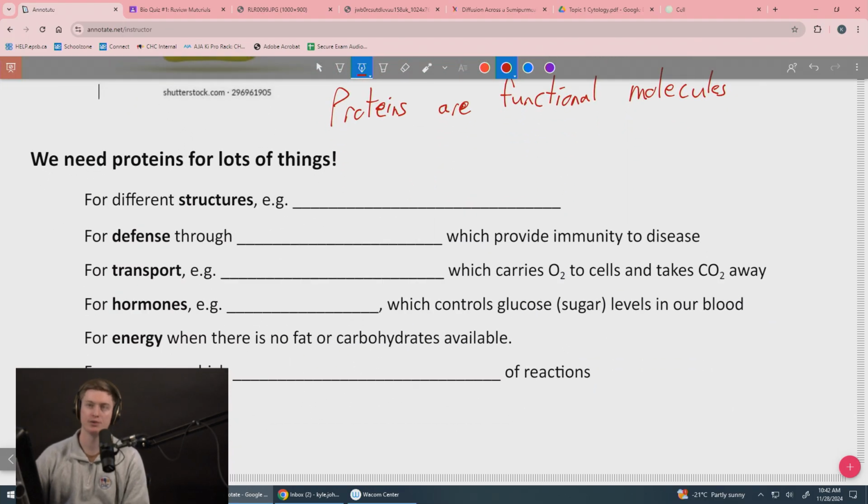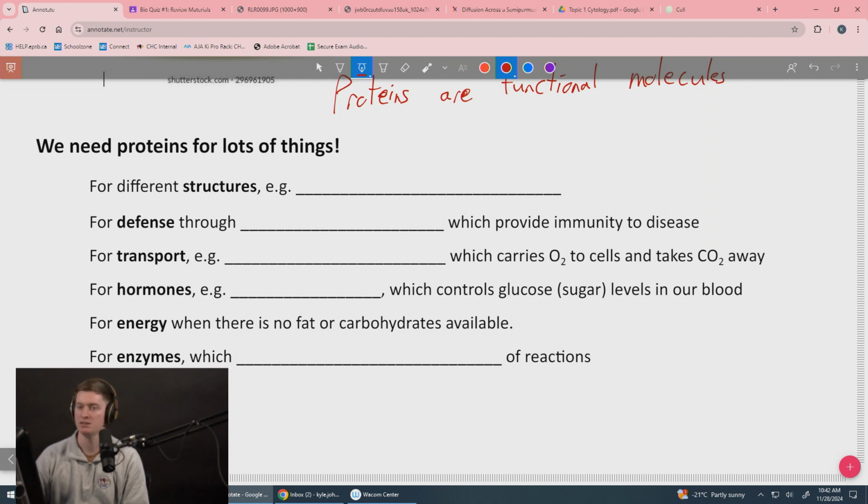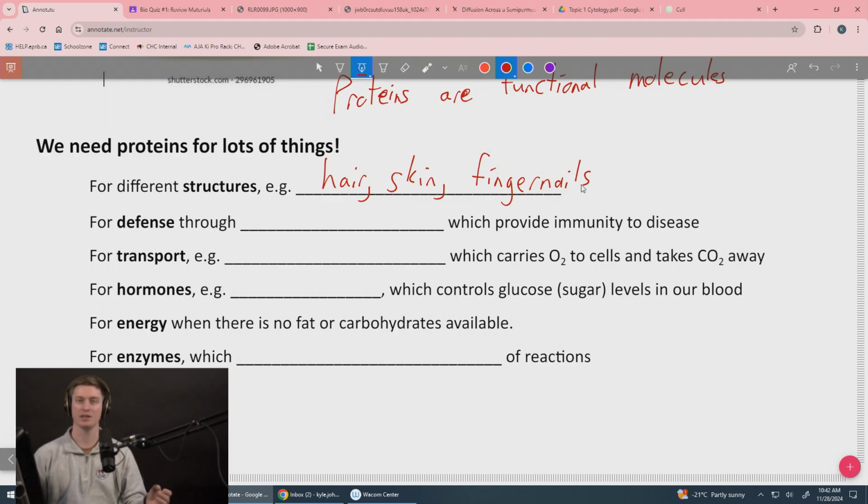Some are structural proteins, meaning that they just form the structure of a specific thing. For example, your hair and your skin and your fingernails are full of structural proteins. There's a protein called keratin that's going to make up your hair as well as your fingernails, as well as, in other animals, it will make up the horns of a sheep, for example, which is kind of cool. That's all made of protein.